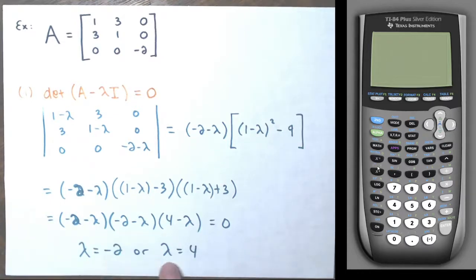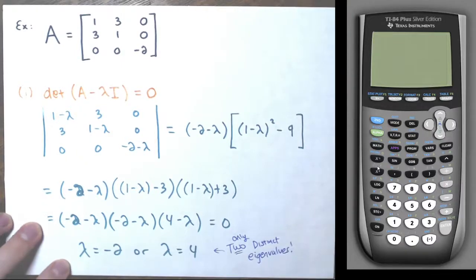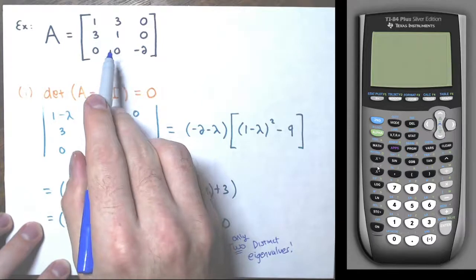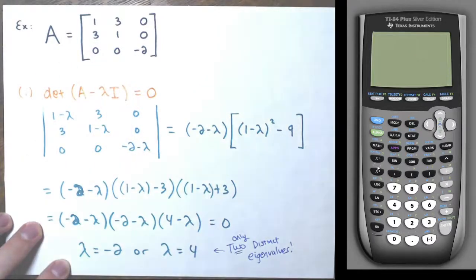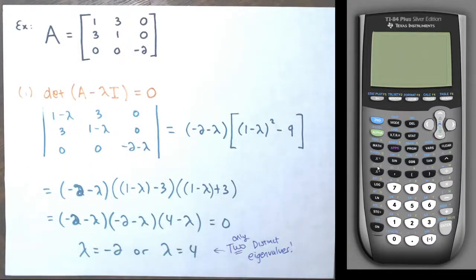But you see how there's only 2 distinct eigenvalues. Now that doesn't mean, again, that it's not diagonalizable. It might be. But it's not guaranteed though. If there were 3 different ones, then I would say, yeah, for sure, A is diagonalizable. But there's only 2 distinct eigenvalues, so I got to check.